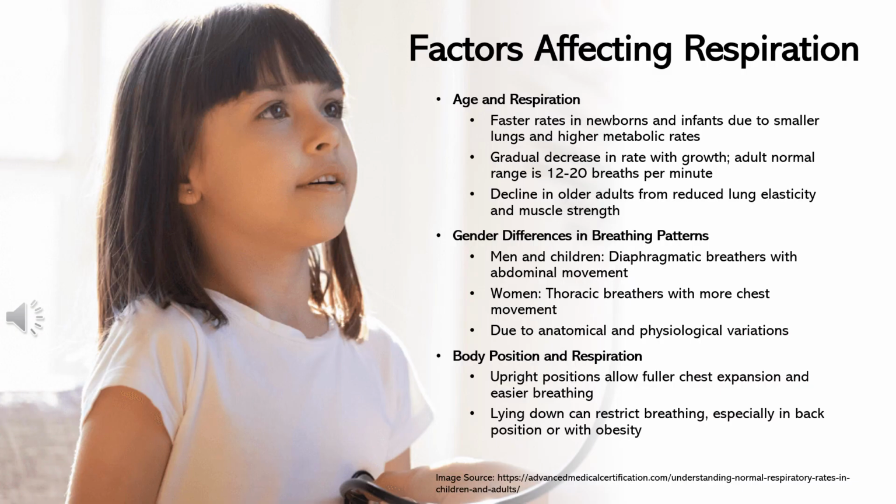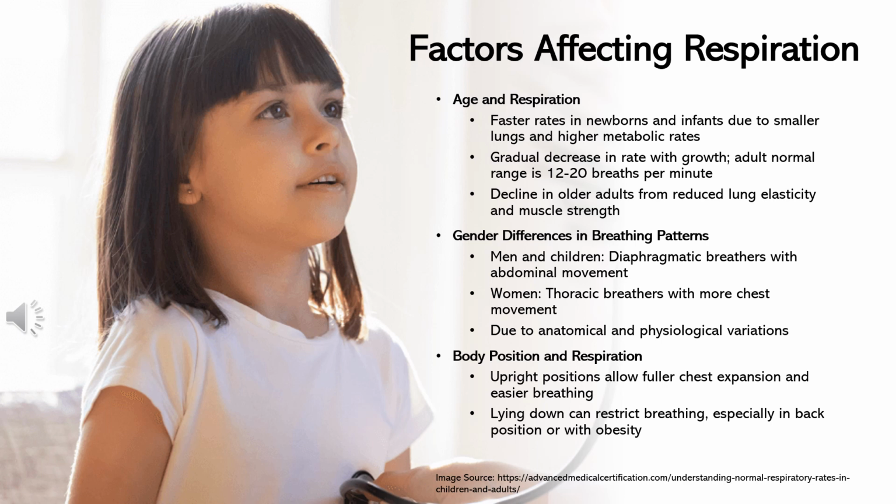Now let's explore the various factors that can affect respiration. Respiratory rates change significantly with age. Newborns and infants breathe much faster than older children and adults. This is because they have smaller lungs and higher metabolic rates, requiring more breaths to meet their oxygen needs. As children grow, their lung capacity increases and their breathing rate gradually decreases. By adulthood, the normal respiratory rate stabilizes between 12 to 20 breaths per minute.